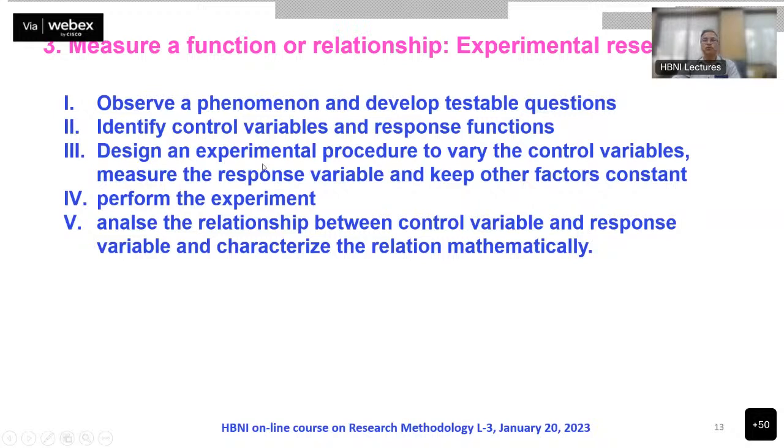Design an experimental procedure to vary the control variables, measure the response variable, and keep other factors constant. So this is the study. Then perform the experiment. Analyze the relationship between control variable and response variable. Characterize the relationship mathematically. See, many of you, your work may fall into this category.